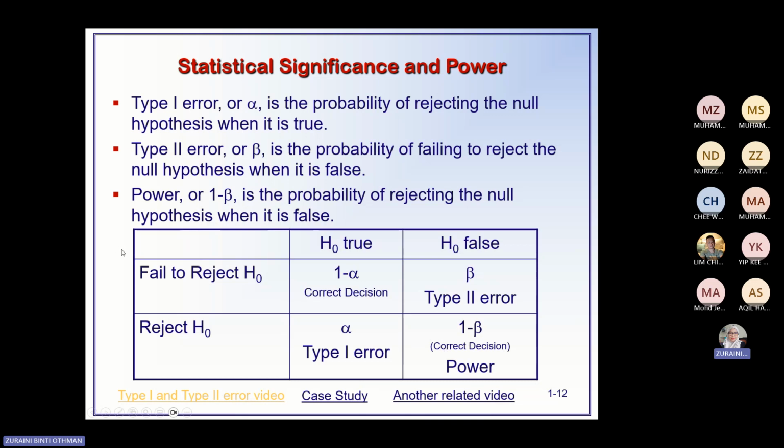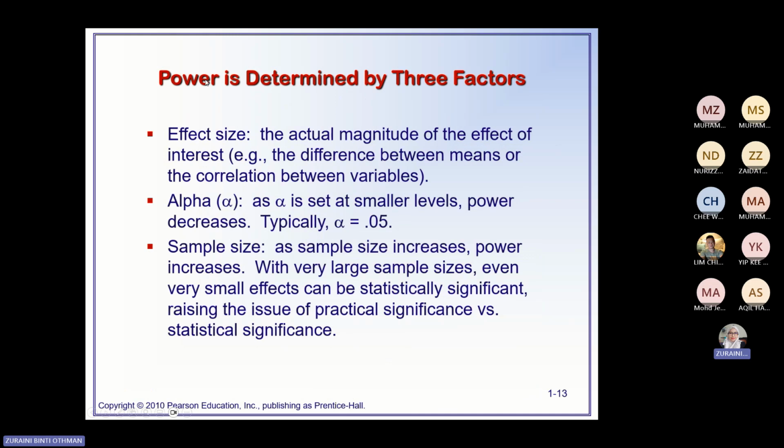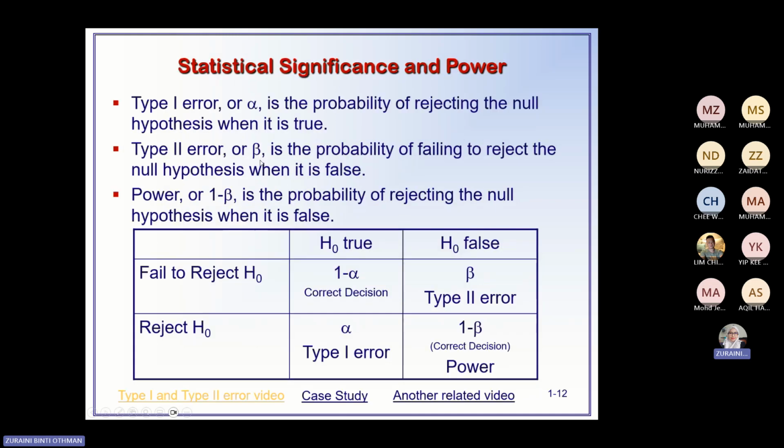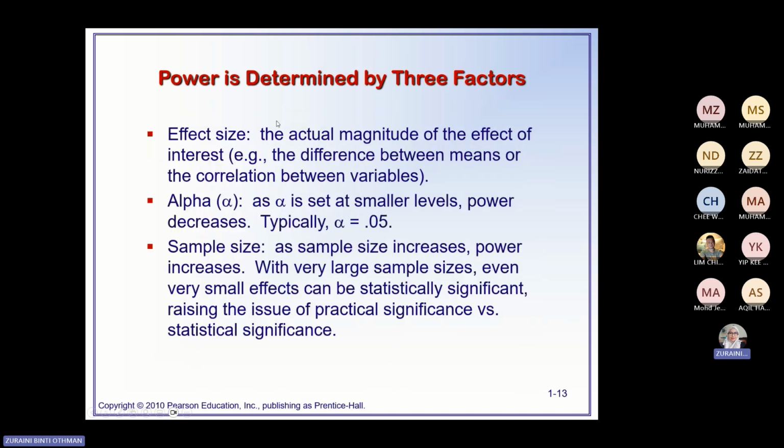Okay, so we continue. This is the power just now, which is here. The power is 1 minus beta, which is the correct decision here. The effect of this power is determined by 3 factors.